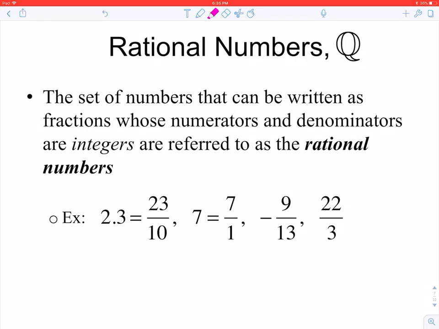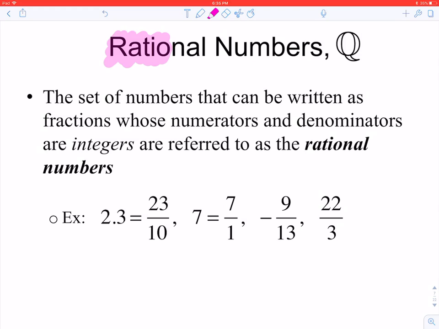All right, so the rational numbers. So the natural, whole, and integers are all subsets of the rational numbers. Okay, so the rational numbers, notice that in the word rational we have the word ratio. So the set of numbers that can be written as fractions, whose numerators and denominators are integers, are referred to as the rational numbers. So the rational numbers can be written as a ratio.